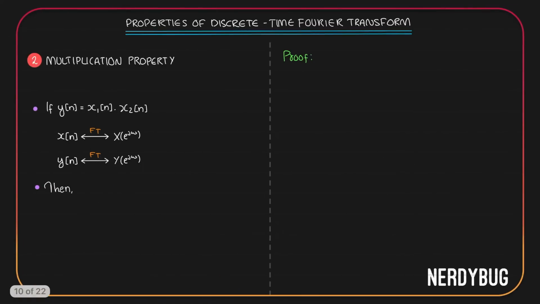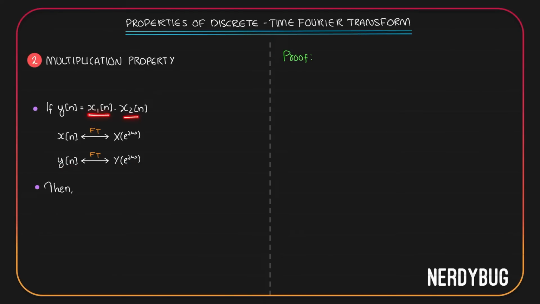Let us go to the next property. It is the multiplication property. Assume we have a signal y of n, which is the product of two signals x1 of n and x2 of n. The Fourier transform of a signal x of n is given as X of e raised to j omega, and that of y of n is Y of e raised to j omega.